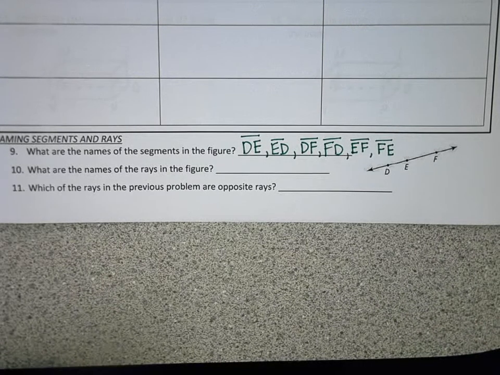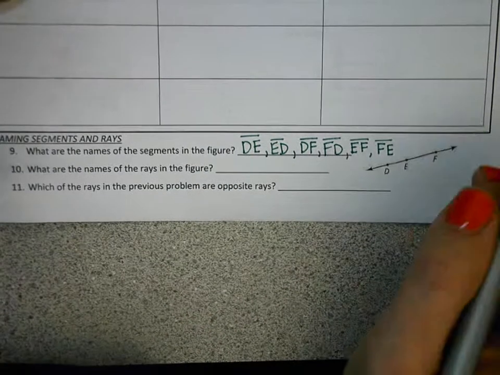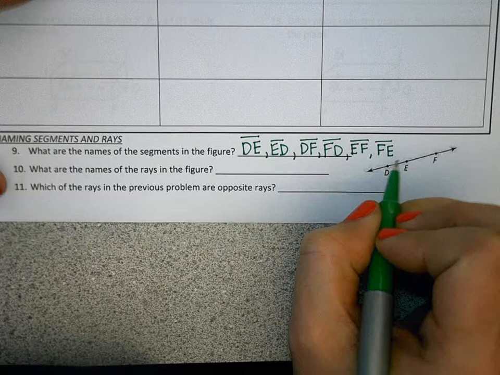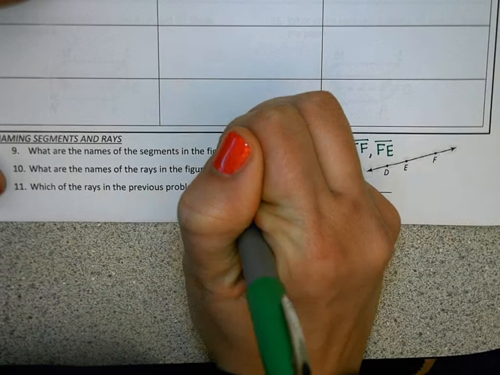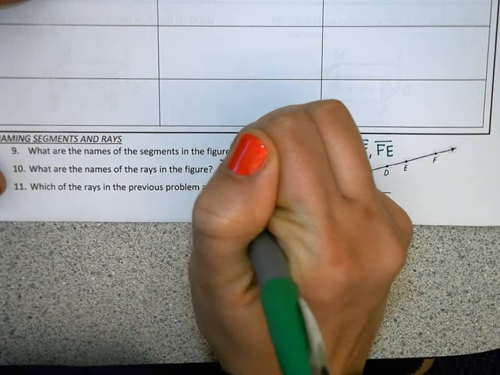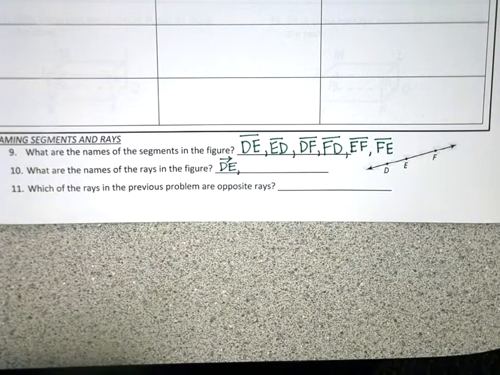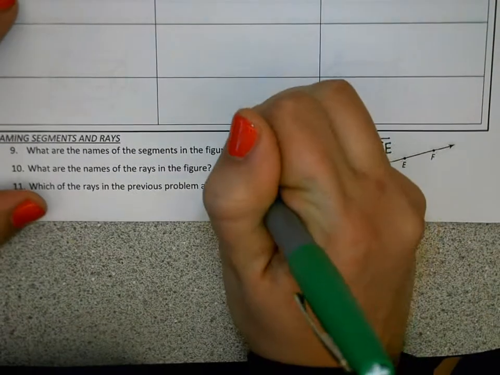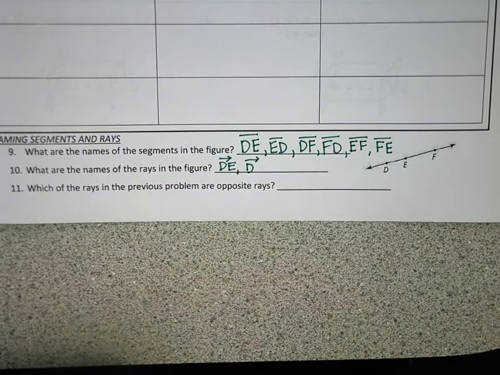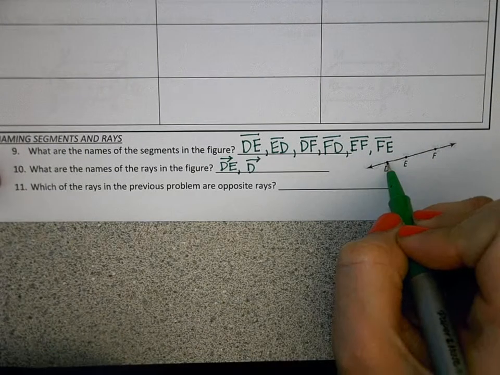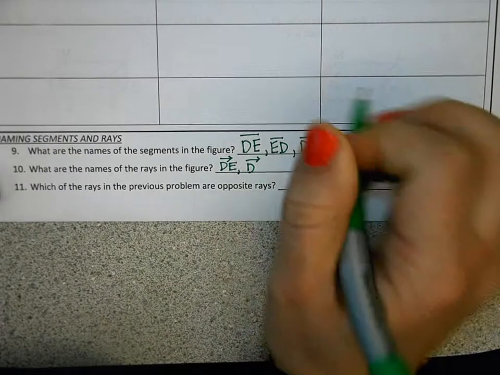Number 10 says, what are the names of the rays in the figure? There is a ray going from D through E, so we can call it ray DE. What's the other ray that we can say with endpoint D? D what? DF, good. So ray DF.